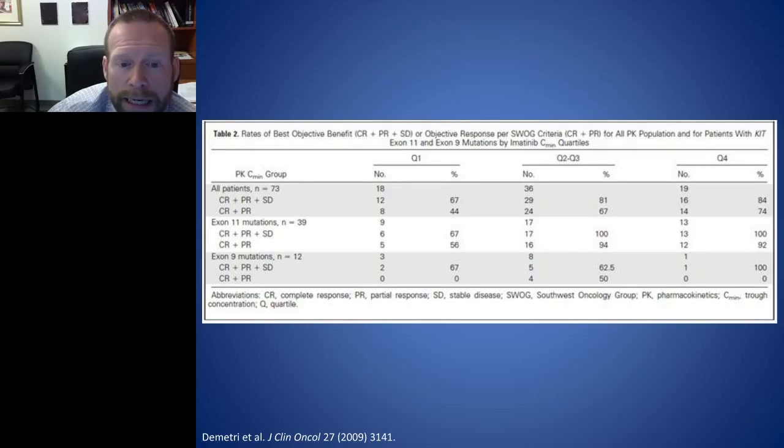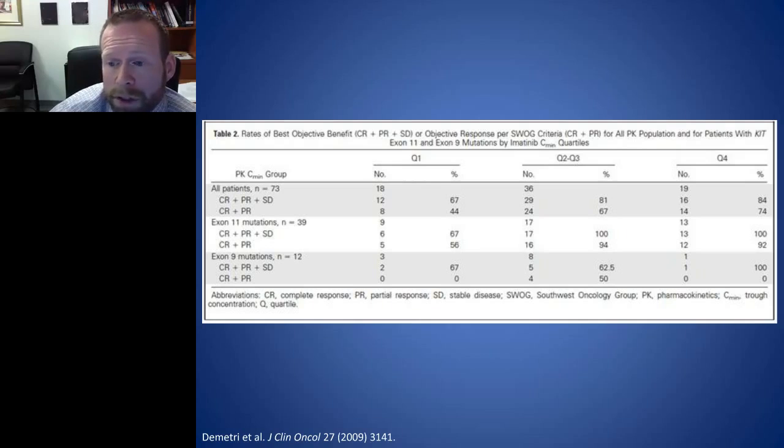Now if we look at the exon 9 mutations, which we could consider more resistant to the treatment, you'll see quartile 1 is a 67% response rate when you consider stable disease plus complete and partial response. Quartiles 2 and 3 have a similar response rate to quartile 1, but in the highest quartile, you see a 100% response rate with an N of 1.